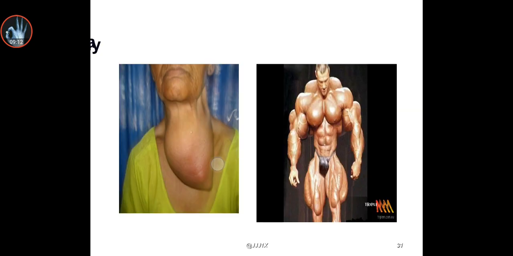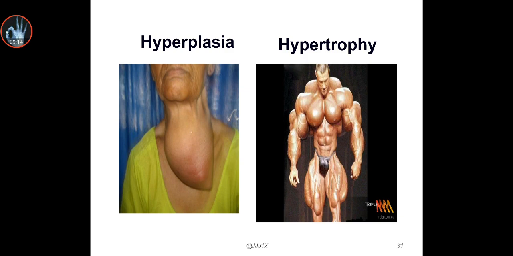This is hyperplasia. We have something called hypertrophy, which means an increase in the size of the cells, which leads to an increase in the size of the organ.